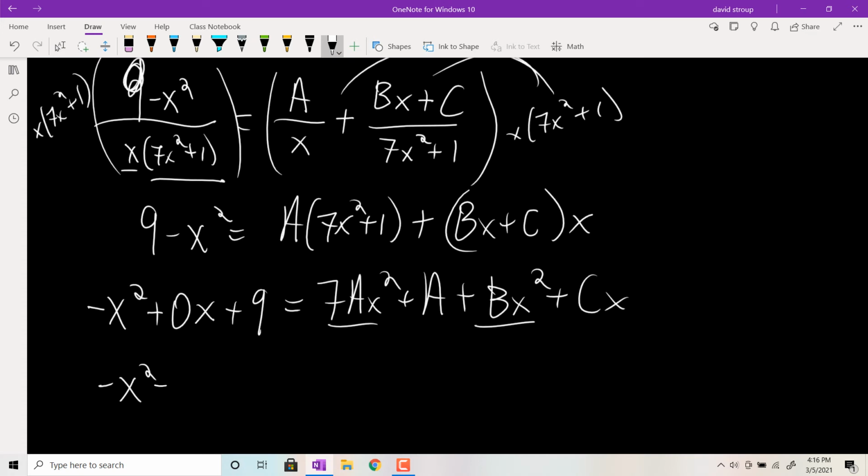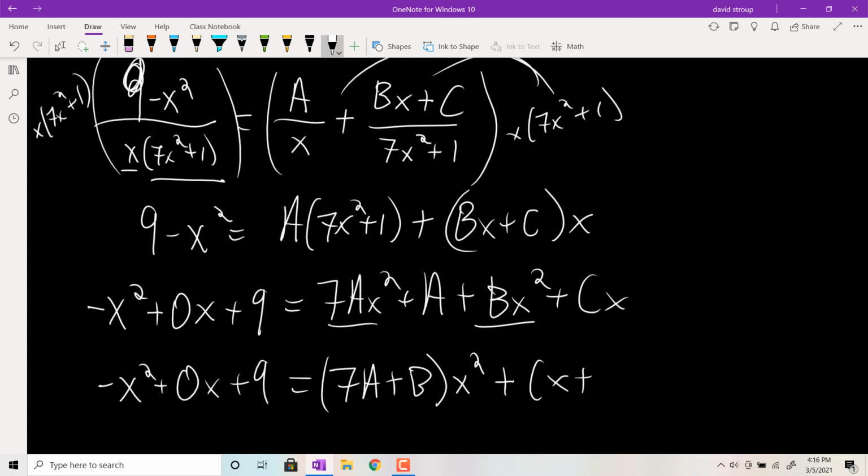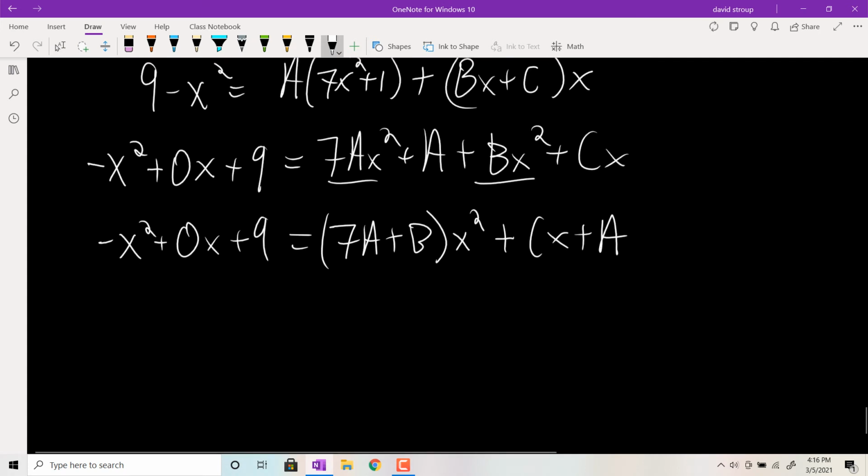So I get negative x squared plus 0x plus 9 equals 7a plus b. It's really 7ax squared plus bx squared, but you can factor an x squared out of those two. This way we can see the coefficient, right? And then plus cx plus a, and then you're equating the coefficients. So on the left here I have a negative 1, okay? And then on the right I'll have 7a plus b. So it's 7a plus b equals negative 1.